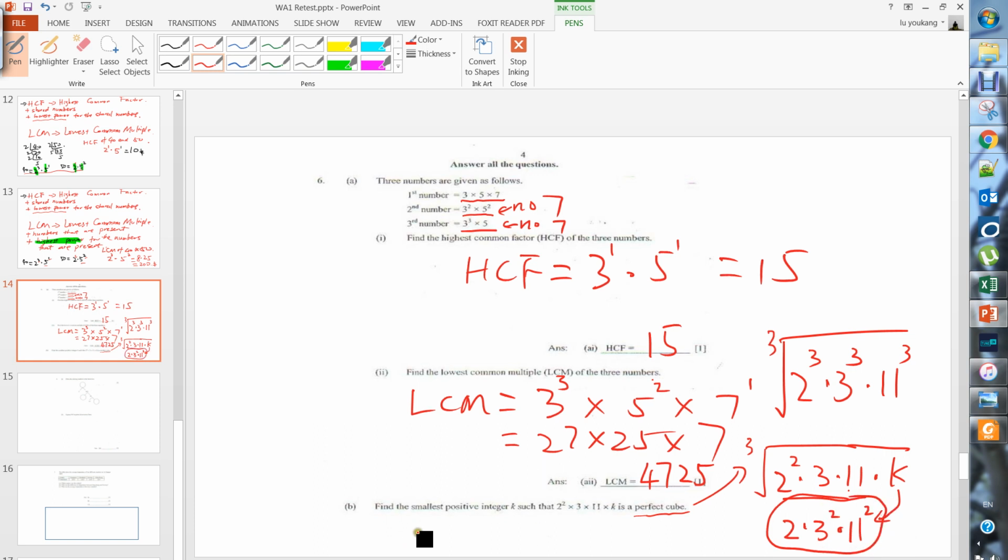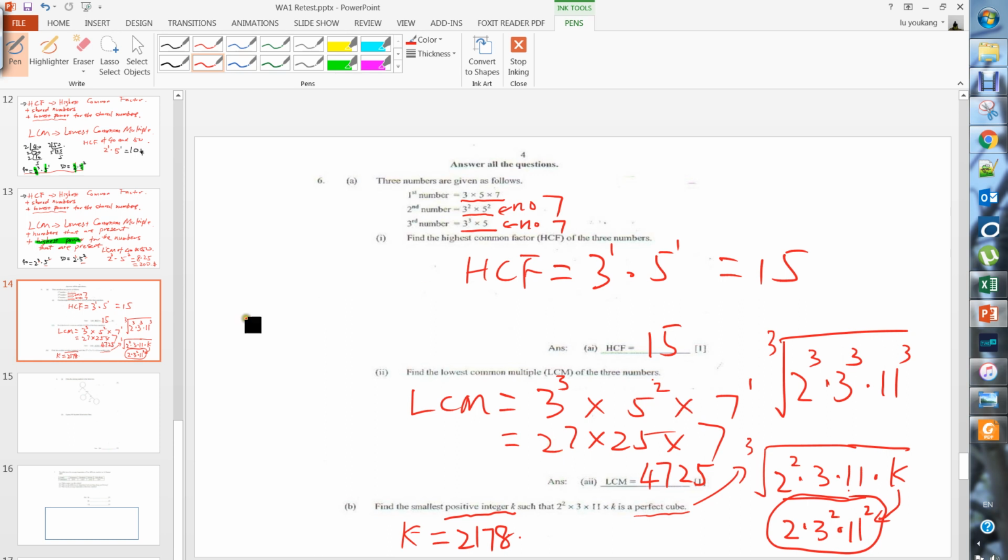So therefore your k is this. It must be positive, and it must be an integer. So therefore 2 times 9 times 121, so it's 2178. So this has to be the answer.